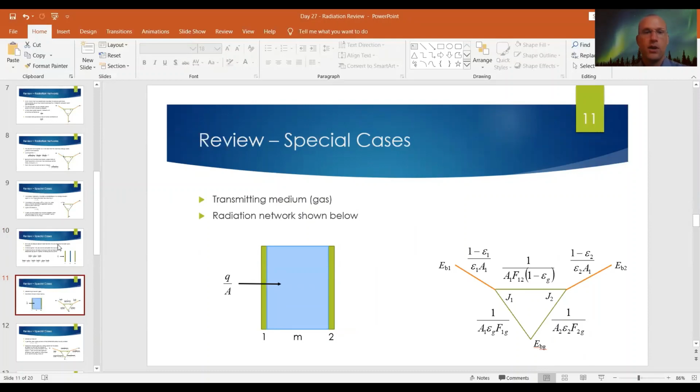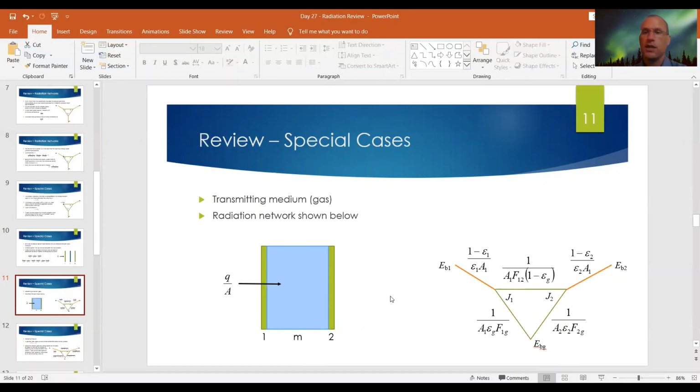The other special case we saw was a transmitting medium. So if between object 1 and object 2, I have some gas or something else that is somewhat transparent, so not completely transparent. Everything we did before this, we assumed whatever's between object 1 and object 2 either was a vacuum or didn't absorb any of the radiation. Now I'm saying that this medium can absorb some of the radiation. Some of it gets transmitted, some of it doesn't.